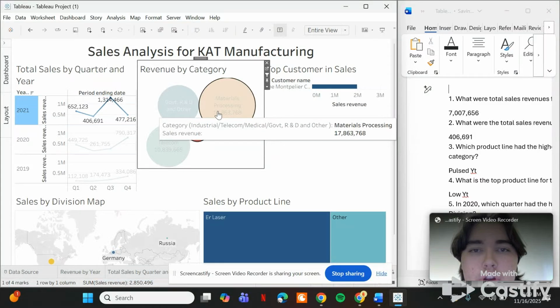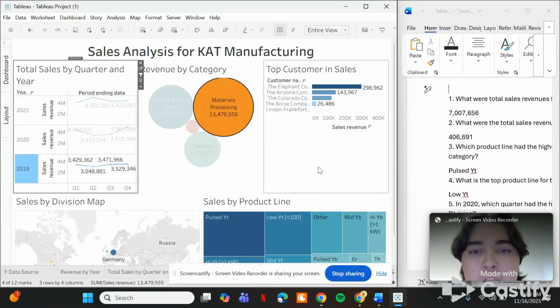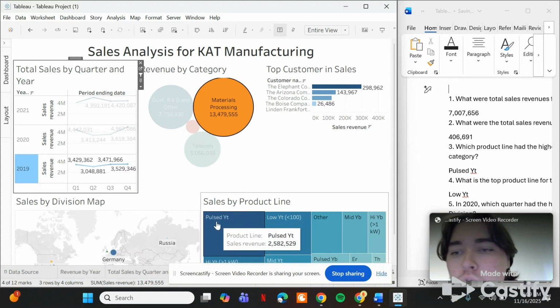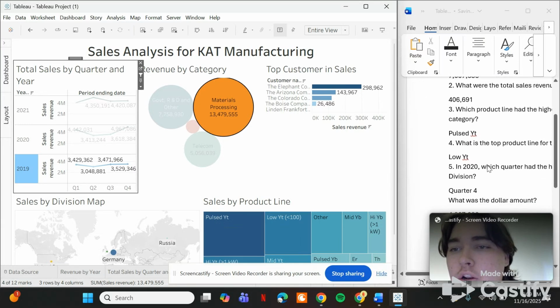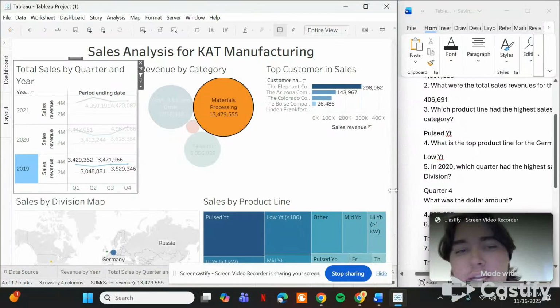Next, we'll look at what product line had the highest sales in 2019 under the materials processing category. So we'll start by looking at the materials category, 2019, and we'll check down here sales by product, and we can see that Post-YT had the highest sales by product, and their revenue was $2,582,529.